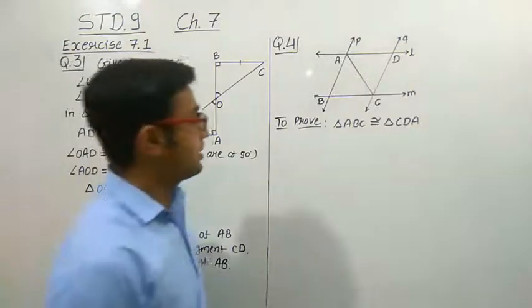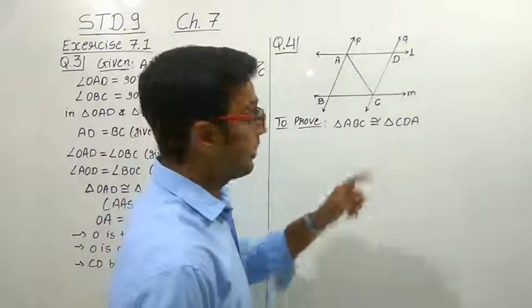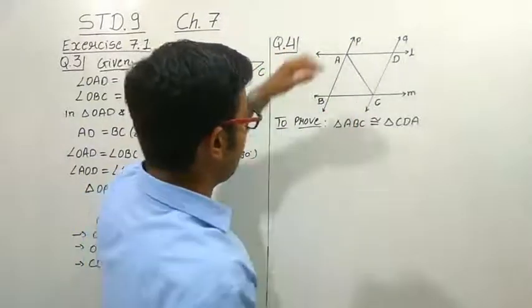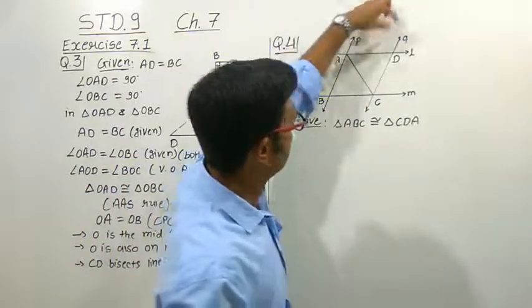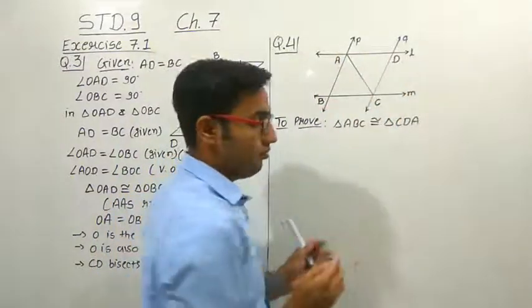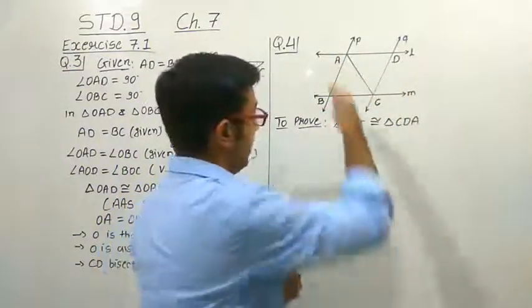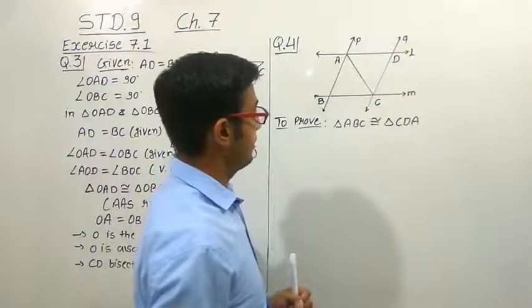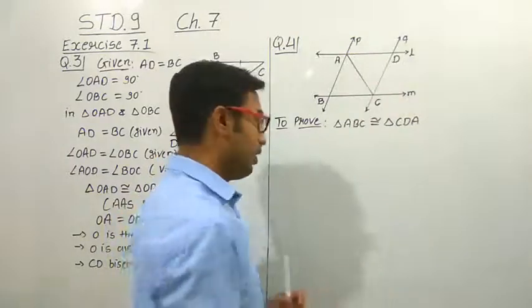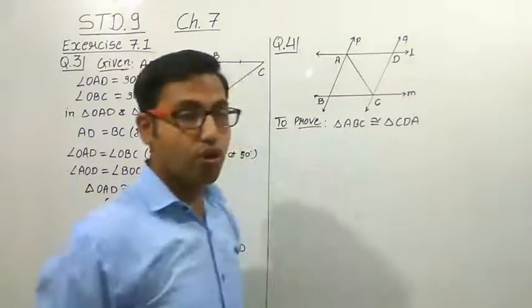Let us first of all understand the diagram. The two lines L and M are parallel. Both lines are intersected by another pair of parallel lines P and Q. Right? So here we can see that ABCD will become a parallelogram. AC is joined here. So when we join AC, two triangles are formed. We have to prove that both these triangles are congruent.